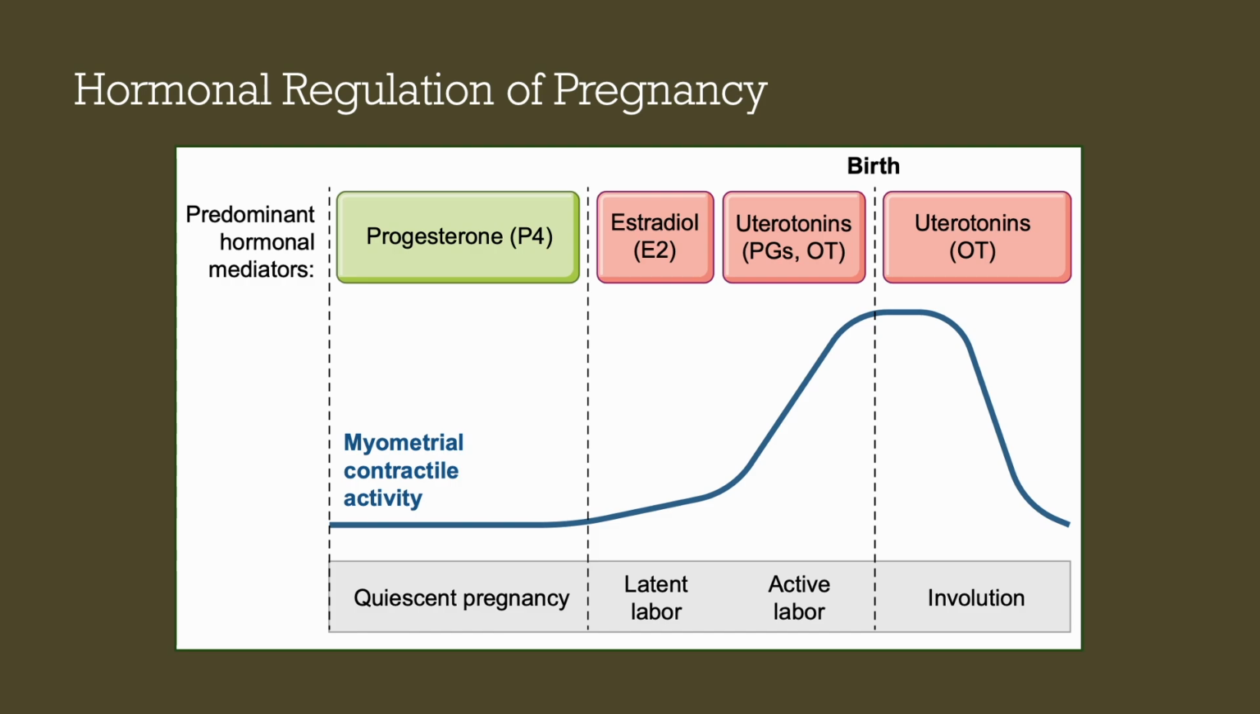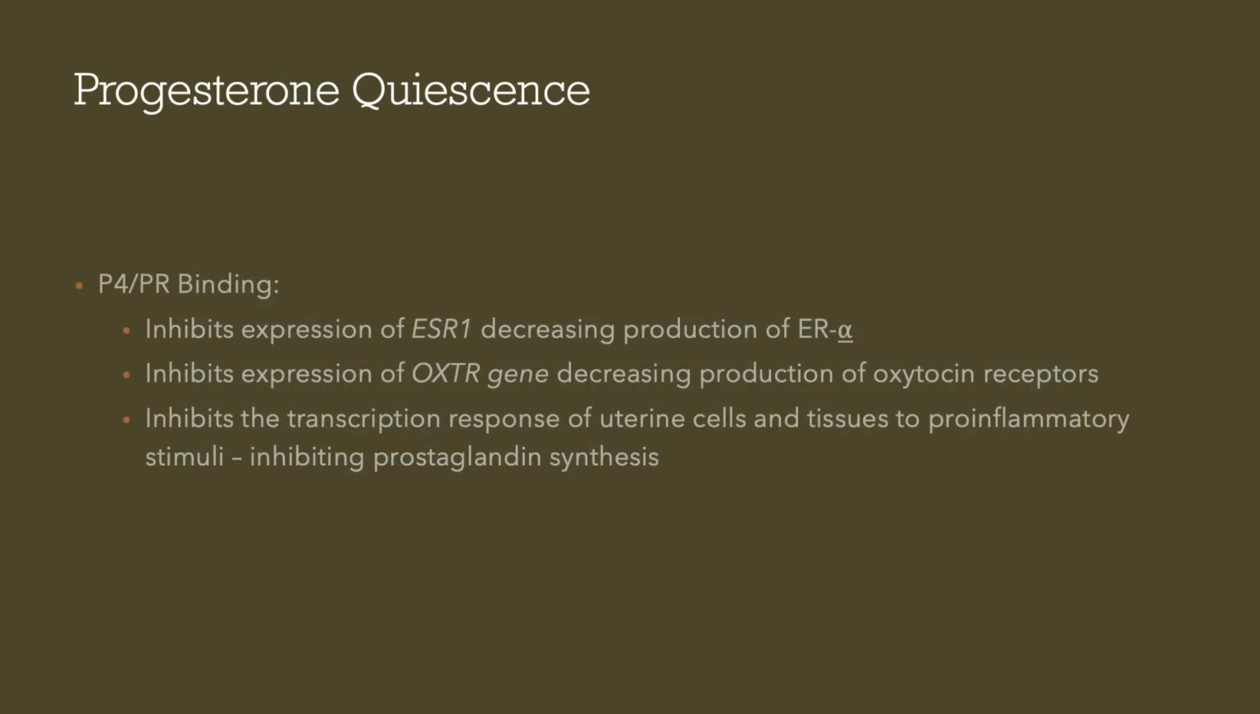The majority of pregnancy is in this quiescent state with low myometrial contractile activity, which is maintained by progesterone, or P4. This is the dominant hormone effector of ongoing gestation. The progression from quiescent pregnancy to latent or early labor is facilitated by a functional progesterone withdrawal and increased estrogen effect. The uterotonins, prostaglandins, and oxytocin are the prominent effectors of active labor and then eventually the postpartum state and the postpartum uterine involution. So let's start thinking about pregnancy in general, and we're going to talk about progesterone quiescence, which again is the majority of pregnancy.